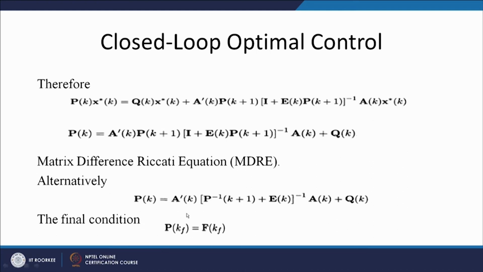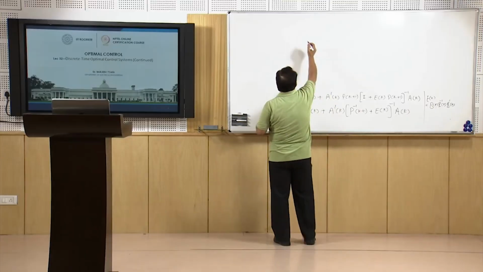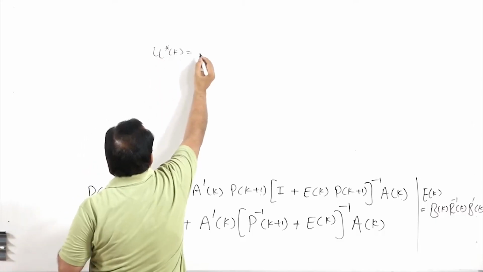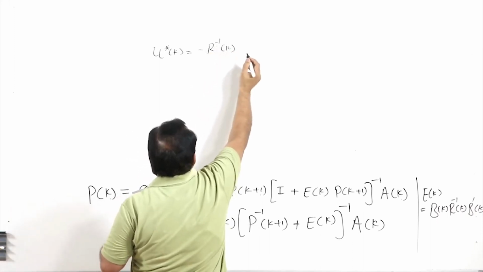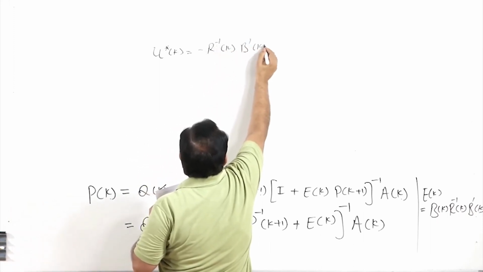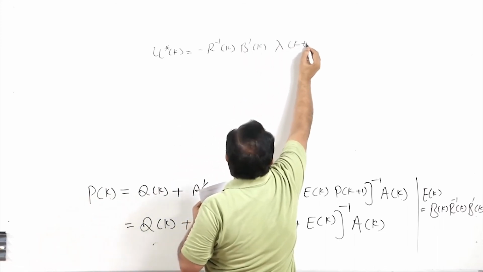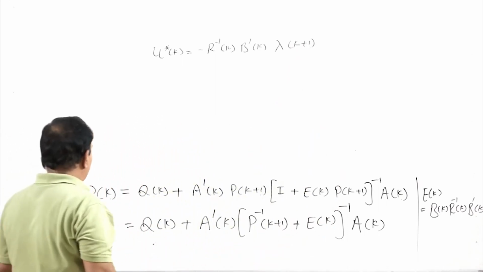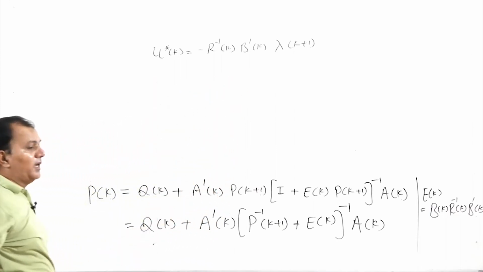So, once pk is known, I have to find out my control law. What will be my uk? So, my uk is R inverse B prime lambda k plus 1. Now we have to see how we can represent u in terms of p.